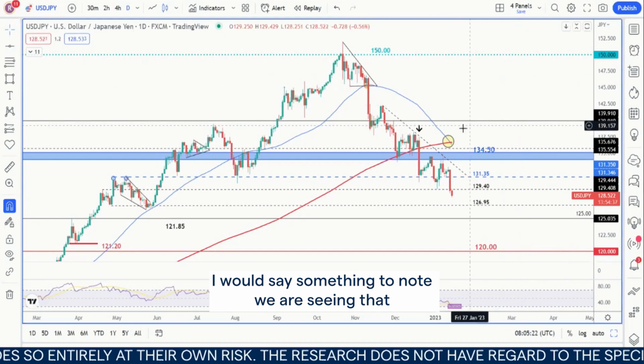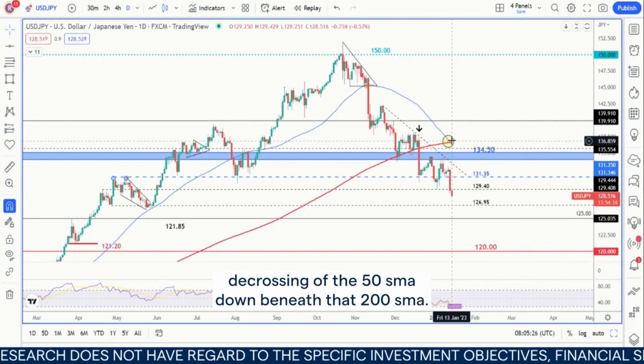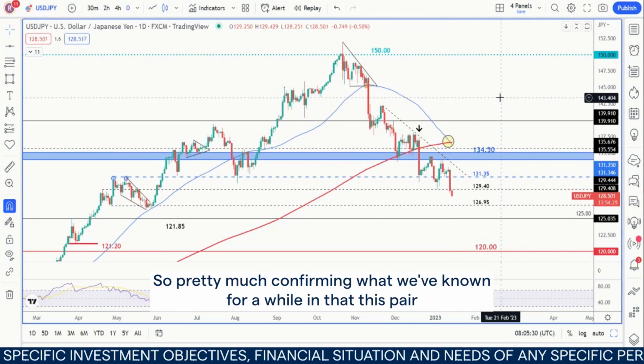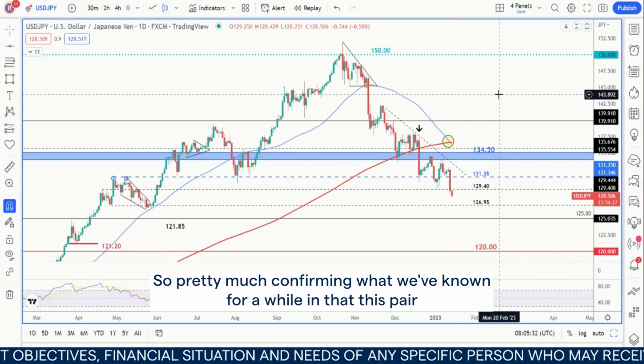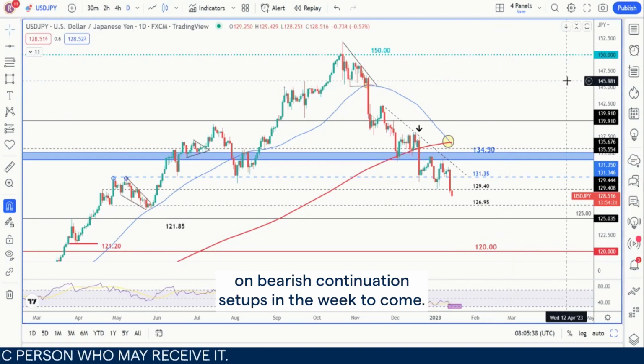Something to note, we are seeing that death cross, the crossing of the 50 SMA down beneath that 200 SMA. So pretty much confirming what we've known for a while in that this pair is certainly moving lower. So looking for better entry points on bearish continuation setups in the week to come.